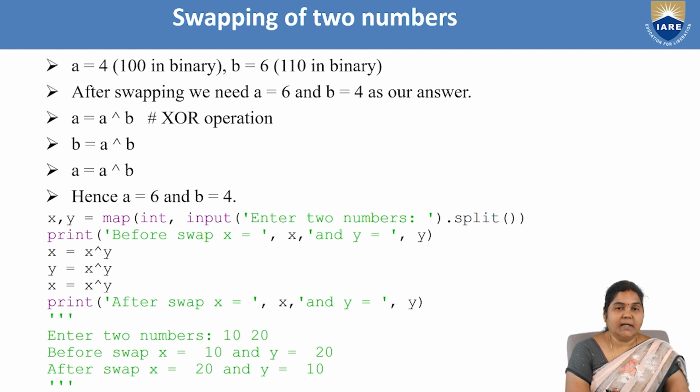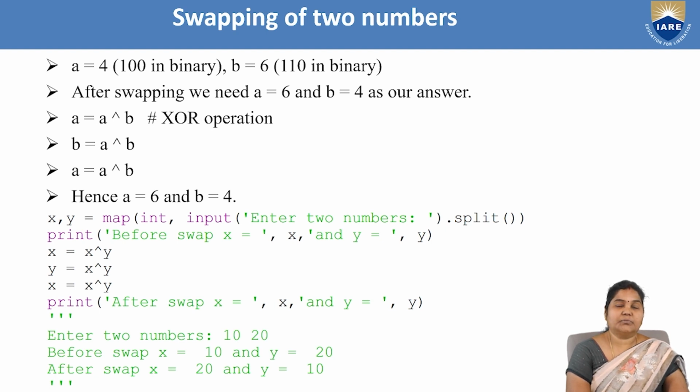Now, after understanding how to set a bit, how to clear a bit, how to get a bit, let us understand another example, swapping of two numbers. You are given two numbers A and B. Let us say A is equal to 4 and B is equal to 6. After swapping, A value should be 6 and B value should be 4.